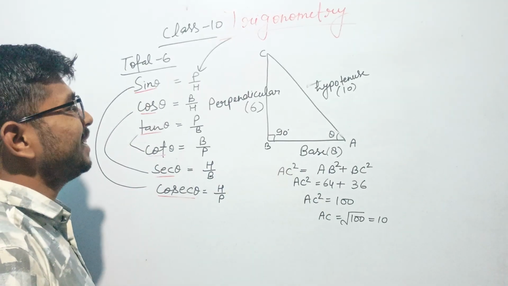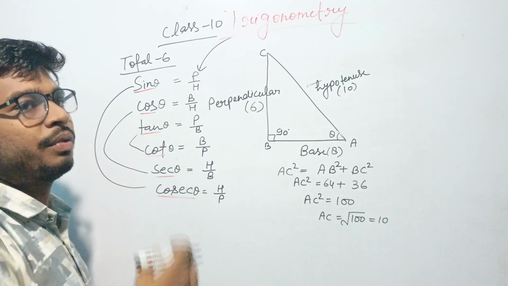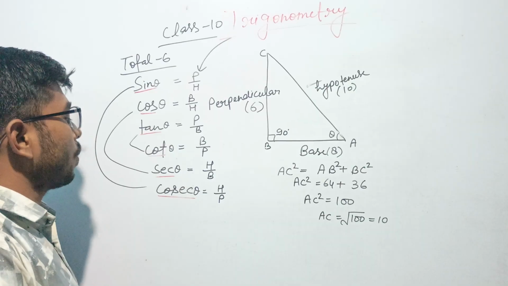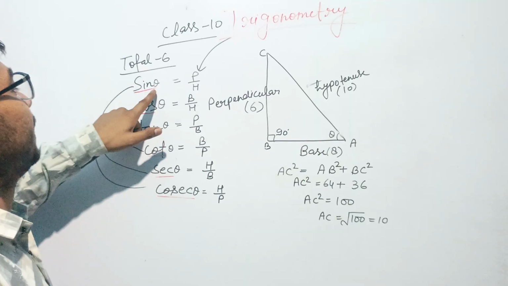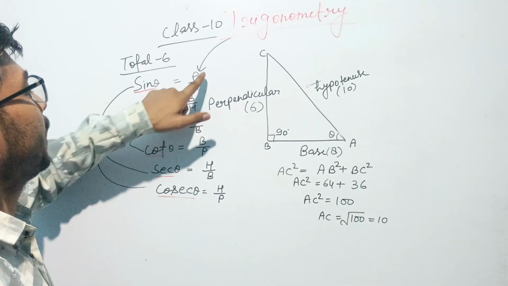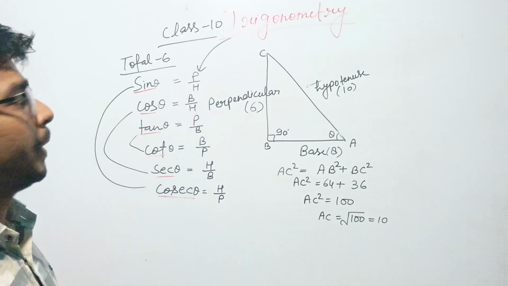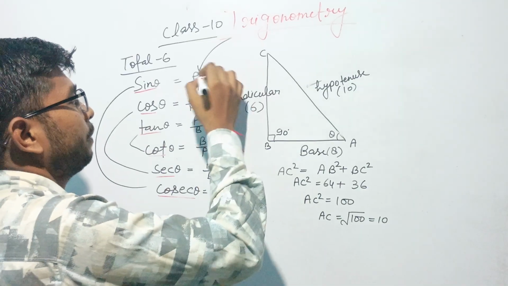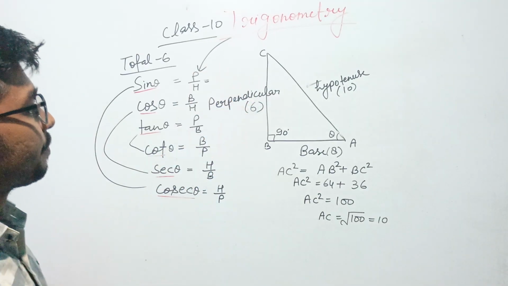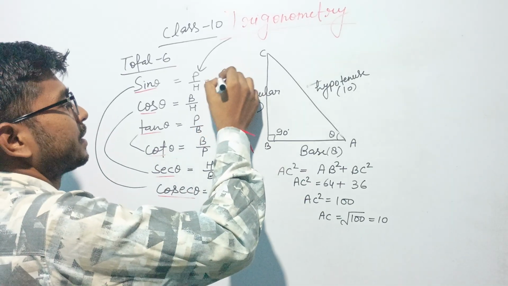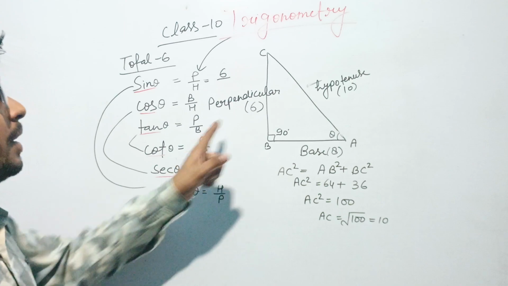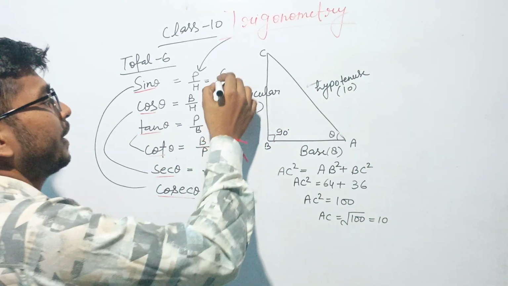Now we can easily find all the trigonometric function values: sine, cos, tan, cot, sec, cosec. So what will be the value of sine theta? Sine theta is equal to perpendicular upon hypotenuse. What is the perpendicular from this triangle? Perpendicular is 6 upon hypotenuse 10. So 6 by 10 is the answer.